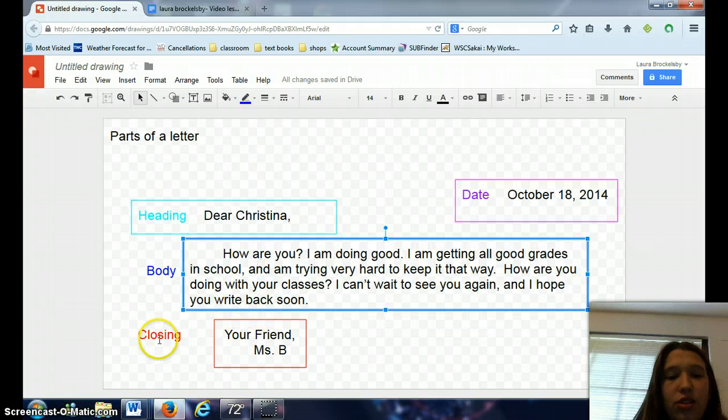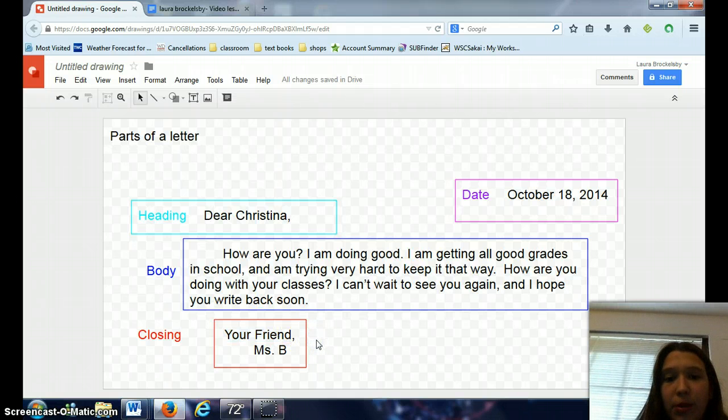The next is the closing. The closing always ends with a statement, a comma, and then your name. I wrote "your friend." If you're writing to your mom or dad, you can put "love," or you can put "yours truly," or you can put many different things as long as it's appropriate to who you're talking to.